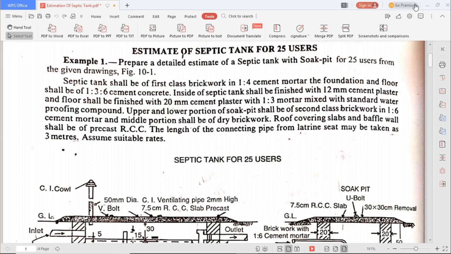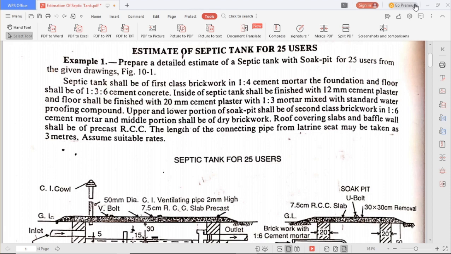So, what is a septic tank? A septic tank is an underground chamber made up of concrete through which domestic wastewater flows for the basic treatment. This domestic wastewater may be the waste which comes from the toilet. Okay, the toilet waste. So, for the basic treatment, the septic tank is constructed.